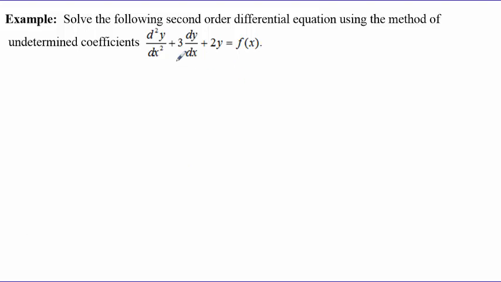So we're going to start with this example. Let's say we're given the problem d2y/dx squared plus 3 dy/dx plus 2y equals 0. Here we set the right hand side equal to 0 to get to a homogeneous equation.